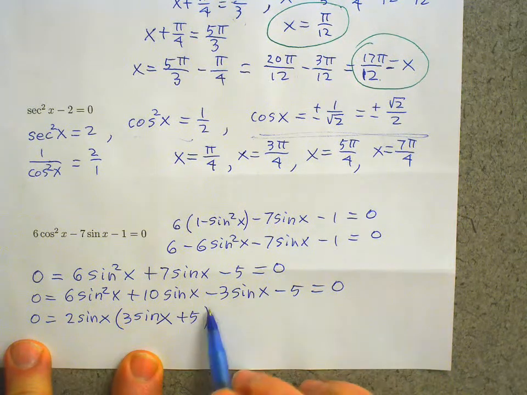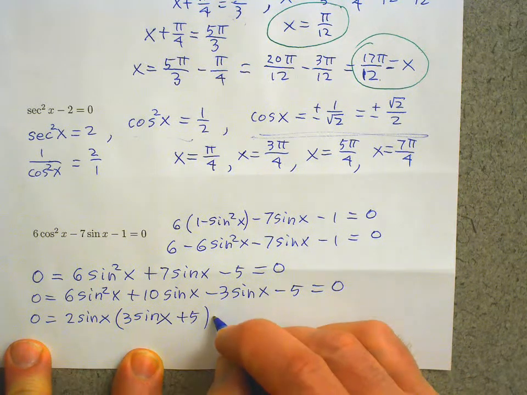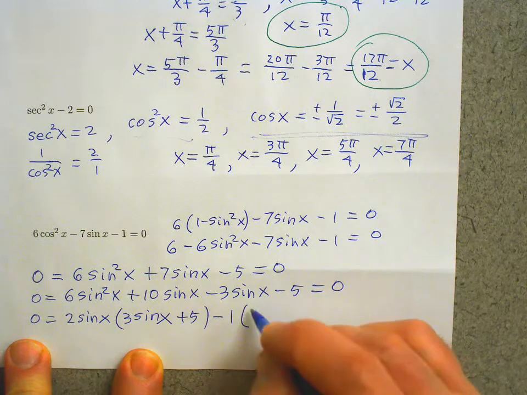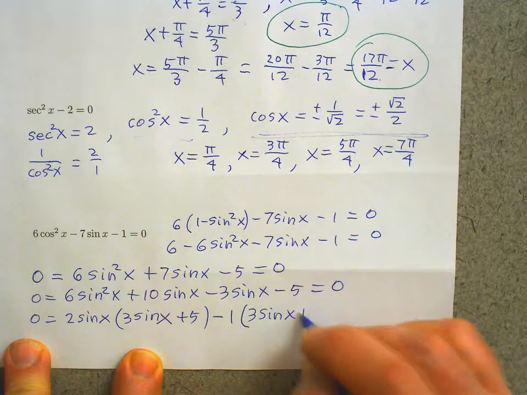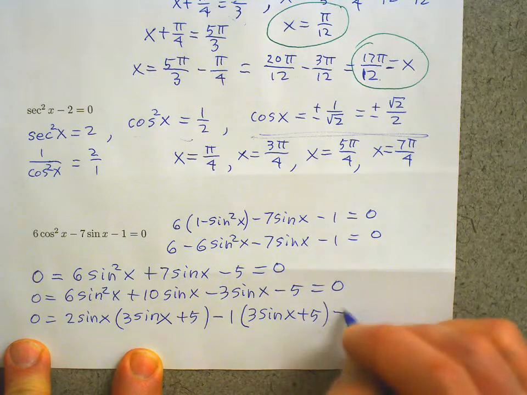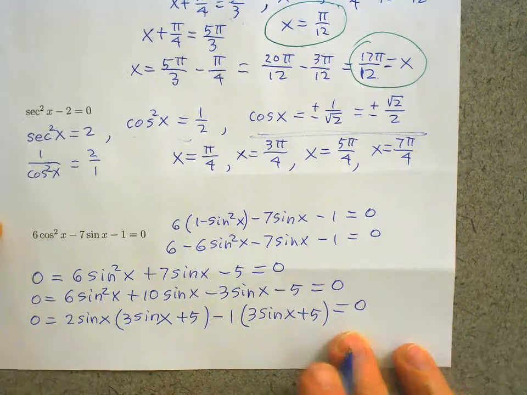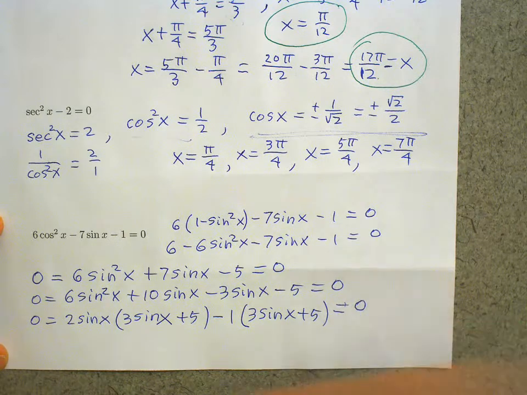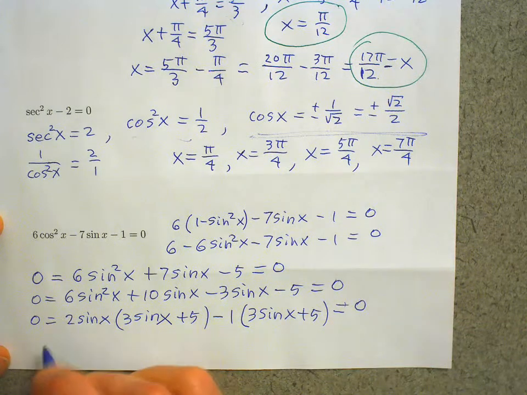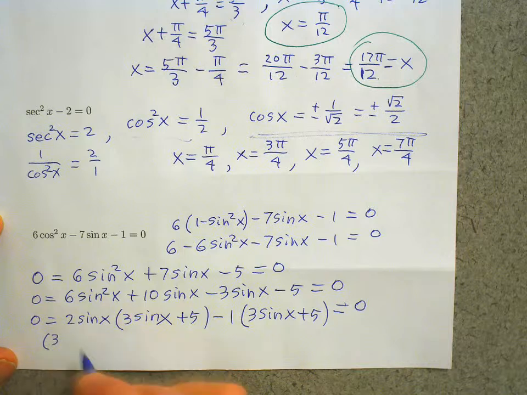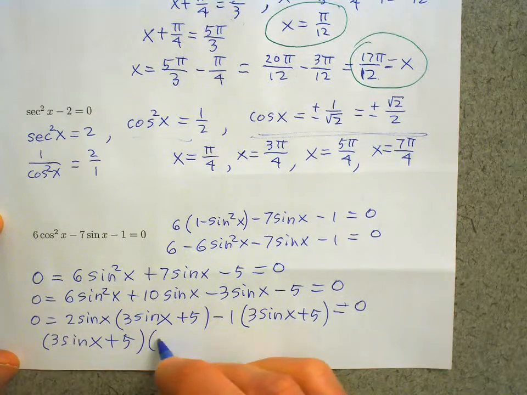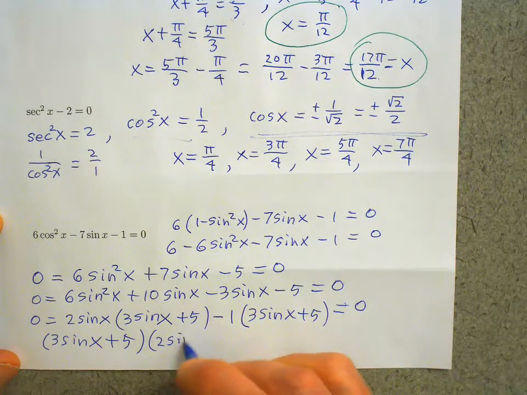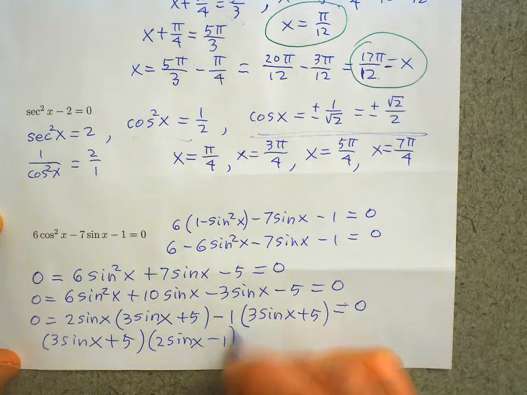And then out of the third and fourth terms, we'll factor out negative 1. So we get 3 times sine of x plus 5. And then finally, we get 3 times sine of x plus 5 times 2 times sine of x minus 1 equals 0.